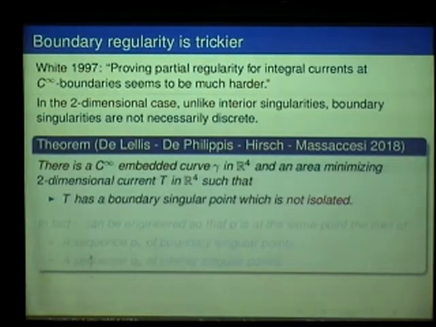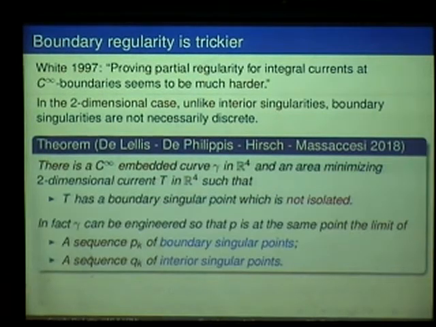So there is a C infinity embedded curve gamma in R4, and an area minimizing 2-dimensional current T in R4, such that T has a boundary singular point which is not isolated. In particular, we can make this example so that the boundary singular point is approached at the same time by a sequence of interior singularities and by a sequence of boundary singularities. So this means even the interior singularities, you cannot claim they are finitely many. They can be countably many, they can be infinite, and they must then accumulate, of course, to the boundary according to what you know from Chang's theory.